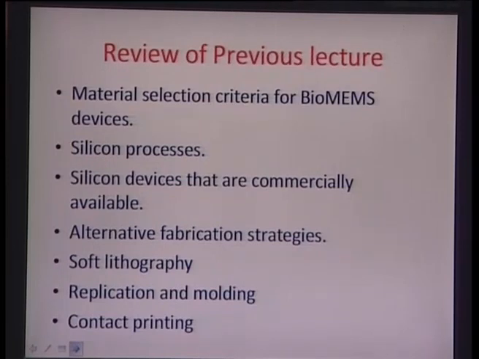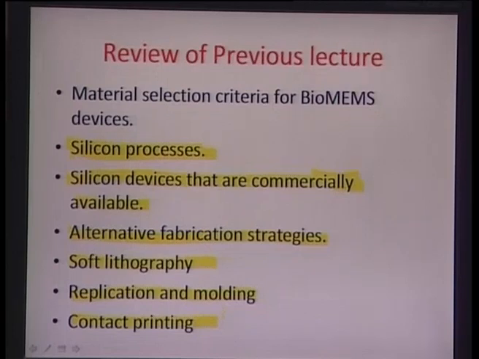We also tried to describe some of the basic silicon processes borrowed from the microelectronic industries, which can be used for MEMS applications. We talked at length about some of the commercially available silicon devices like the digital micromirror device, accelerometers, the single chip microphones, and also the AFM technology, the atomic force microscope technology. We started with some of the alternative fabrication strategies using polymeric devices and covered some portions on soft lithography like replica molding and contact printing.